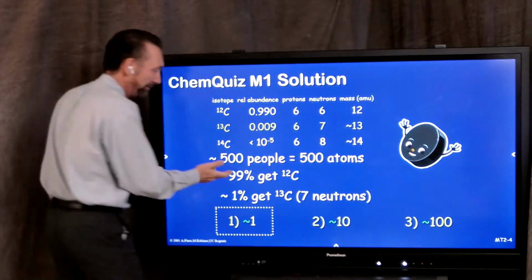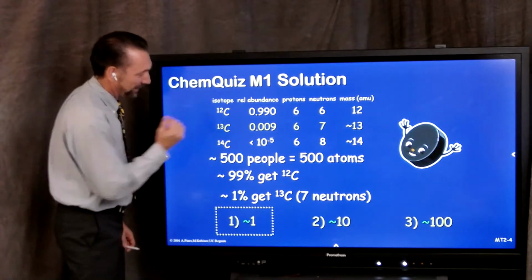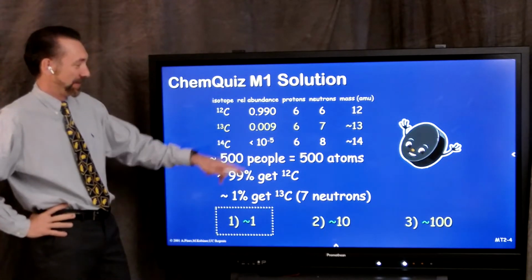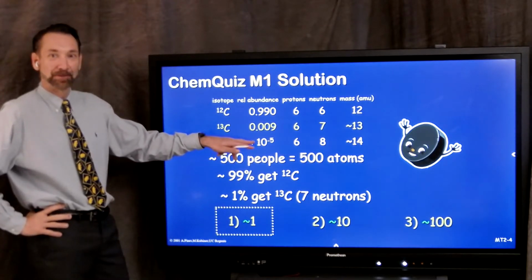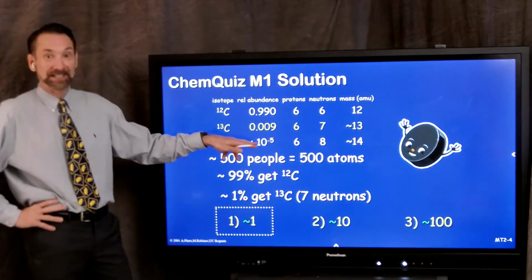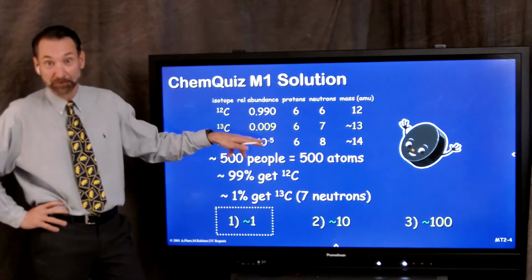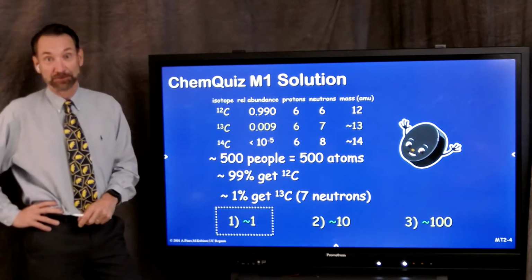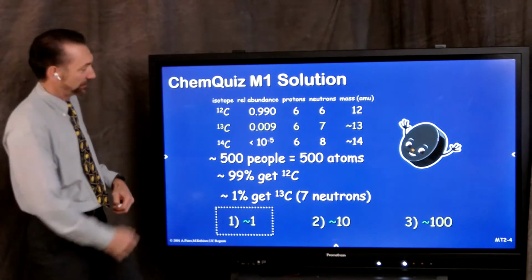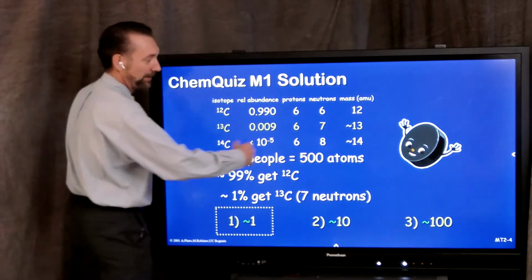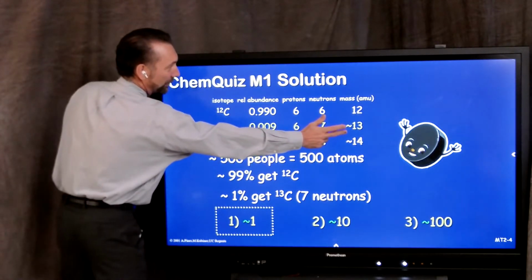So the people who get carbon 14 are going to be very rare. That natural abundance is very low. So virtually no one. We'd have to have tens of thousands of people picking before even 1 would get carbon 14, so 2 extra neutrons in their atom for a total of 8 neutrons.